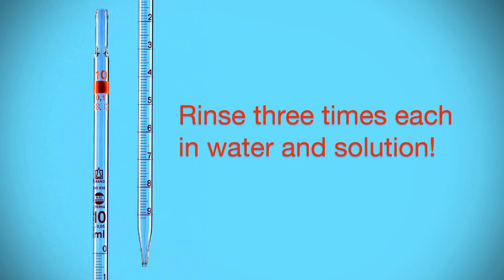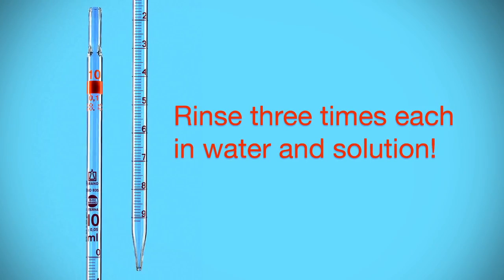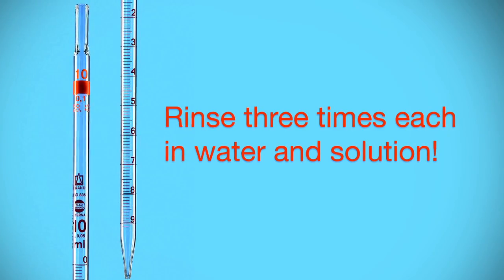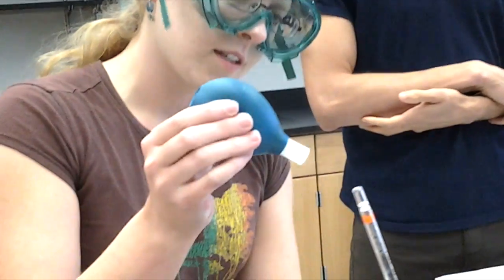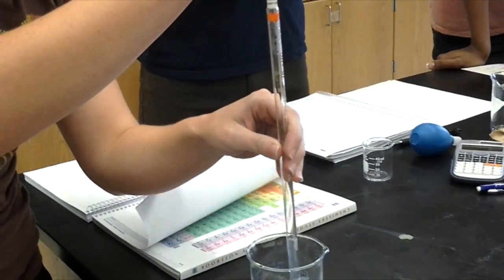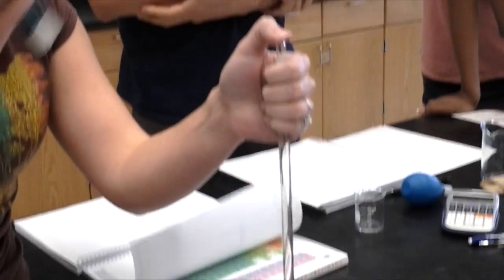Before we used the pipette, we rinsed it 3 times each in water and solution, which was, in this instance, an unknown solution. I went first. To use the pipette, I squeezed the air out of the blue bulb and submerged the end in our solution. When I released the pressure on the bulb, the pipette drew up a quantity of solution.